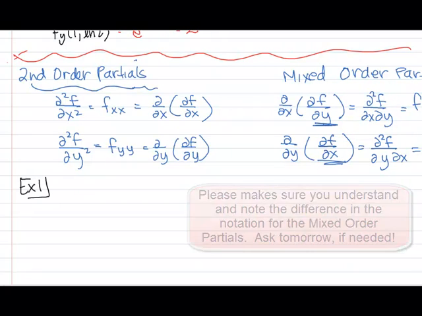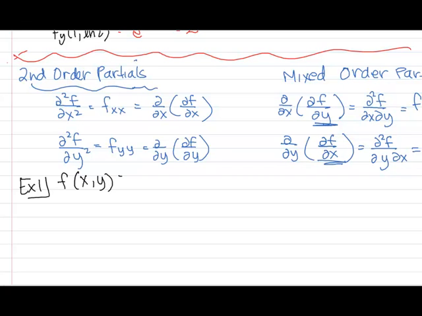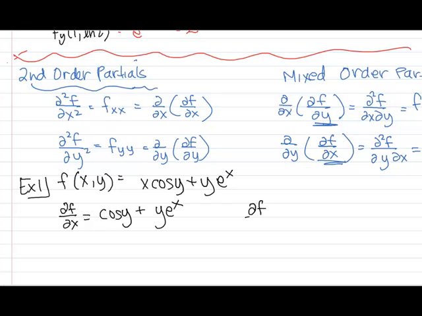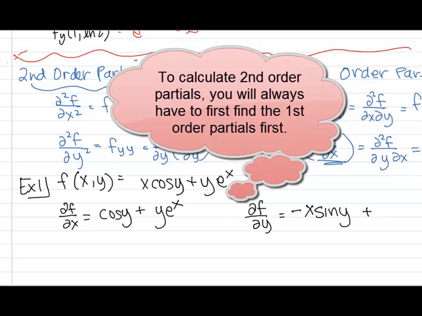Let's just do one example. f(x, y) equals x cosine y plus y e to the x. So I'm first going to find df/dx, which is going to be, now y is constant, so I just have cosine y plus, now remember y is constant, so this is y e to the x. I have df/dy. Now tell yourself x is constant, so the derivative of x cosine y with respect to y is going to be negative x sine y. Remember, with respect to y, x is constant, so now this is e to the x.